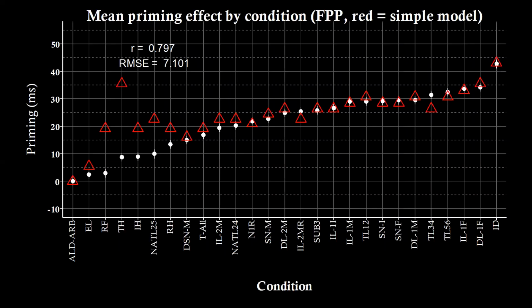However, that's not quite all of the conditions from the experiment. You'll remember that we also had those extreme anagram primes in which letter order is disrupted more substantially. And when we include those conditions, the model doesn't look quite so good.